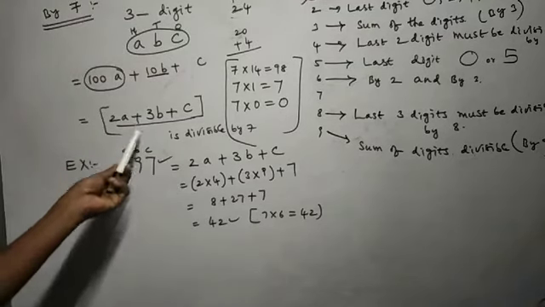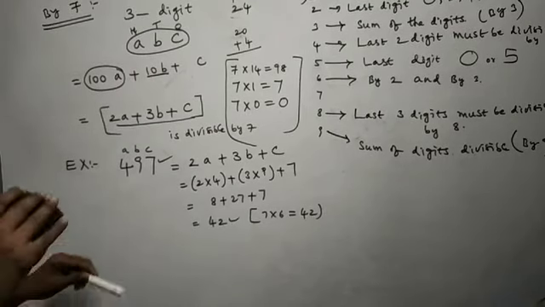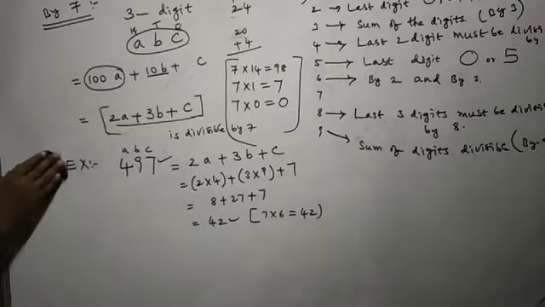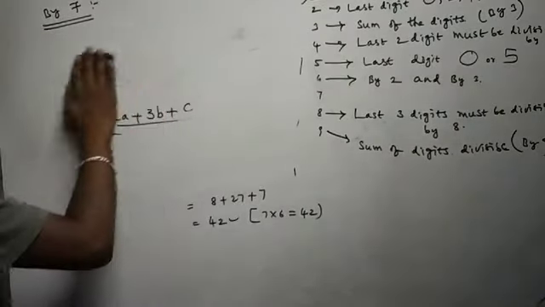So this rule will work only for 3-digit numbers. If you want to go with a 4-digit number, again it gets clumsy to get the formula. So I'll give a general formula for 7, because 7 has a special divisibility rule. Am I right?